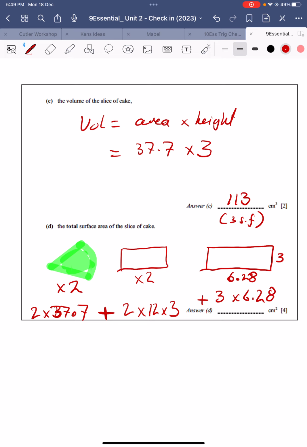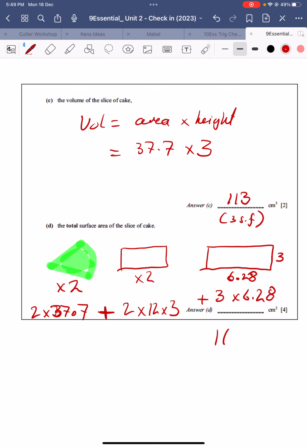So now we have all the pieces, 3 times 6.28. We just have to go ahead and put that on the calculator. So 37.7 times 2 plus 2 times the 36 plus the 2 times the 6.28, and I get that as, well, to 3 sig fig is 160 centimetres squared. And again everything's been rounded to 3 sig fig, so that seems appropriate to keep that going at the end there. So that was a tricky last question for sure.